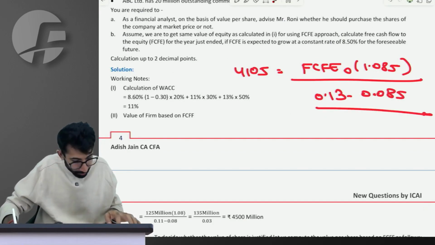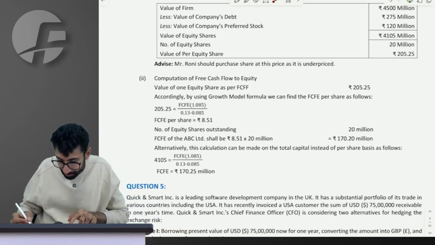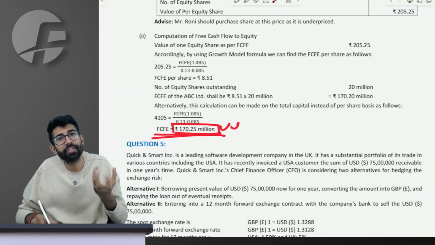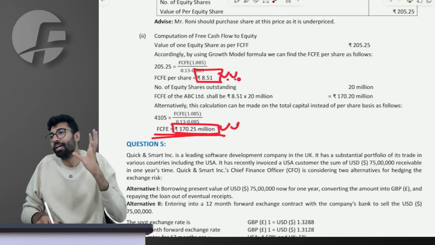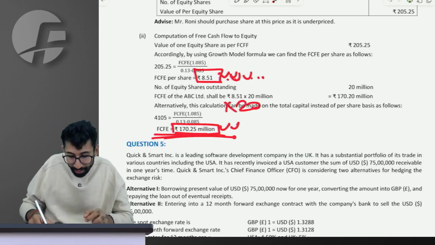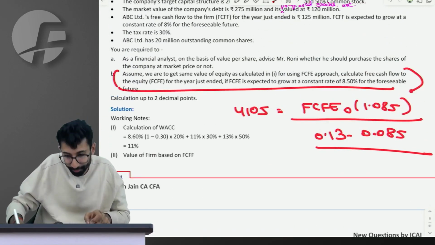So let's solve it. Sir, 0.13 minus 0.085, when that gets multiplied with 4105, and divided by 1.085, you get 170.25 as the overall FCFE. You must be confused whether you have to take it per unit or totality. So divide by 20 million, you will also get 8.51 as per unit. I would suggest you to do both. If you are doing per unit, multiply it with 20 to get totality. If you are doing totality, divide it by 20 to get per unit. Because the examiner is not clear in the B part of this question.